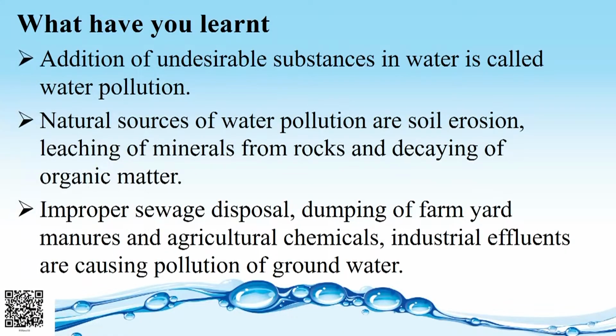Addition of undesirable substances in water is called water pollution. Natural sources of water pollution exist, and industrial effluents are causing pollution of groundwater. Nutrient enrichment of a water body is called eutrophication. Waste heat released into rivers, streams or oceans increases temperature, which adversely affects aquatic life. Anything that adversely affects the quality or fertility of soil is known as soil pollution, and its sources include urbanization and modern civilization.